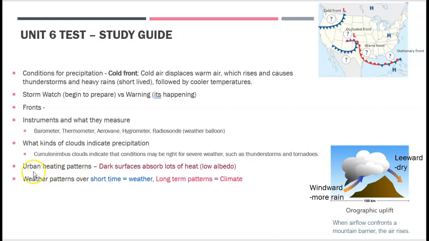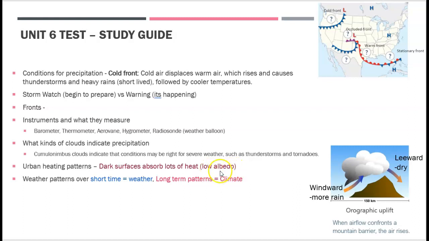Today in class, we talked about urban heating patterns. So dark surfaces absorb lots of heat. They have a low albedo. Albedo tells us about how much heat is reflected from a surface. So things like snow and ice would have high albedos. They reflect a lot of light. Light bounces off. That's why it looks really bright.